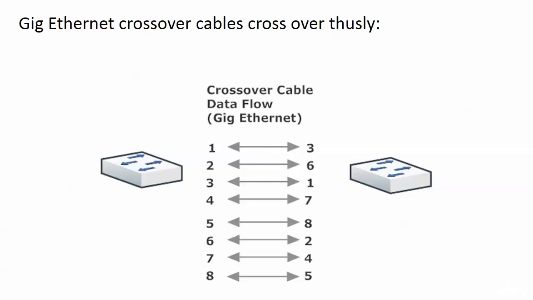Now, if you built a Gig Ethernet crossover cable, it would look like this. You see the way the wires cross from one end to the other: 1 to 3, 2 to 6, 3 to 1, 4 to 7, 5 to 8, 6 to 2, 7 to 4, 8 to 5. If you wanted to memorize this, great. If you put them together and you know them, even better.